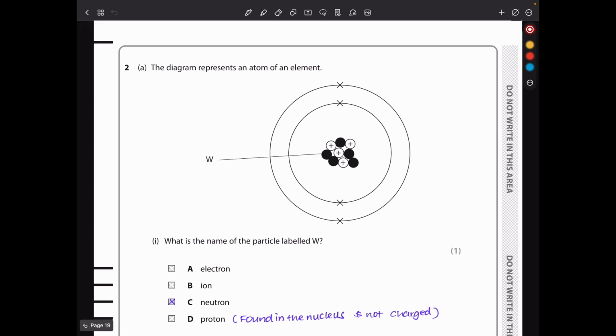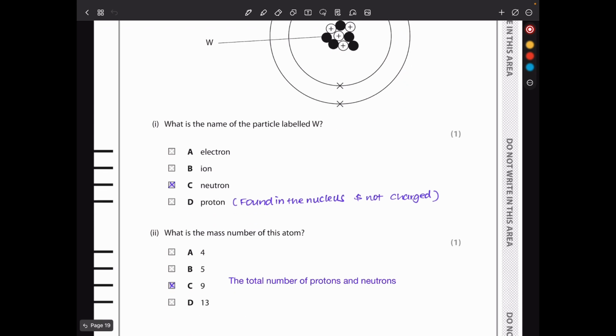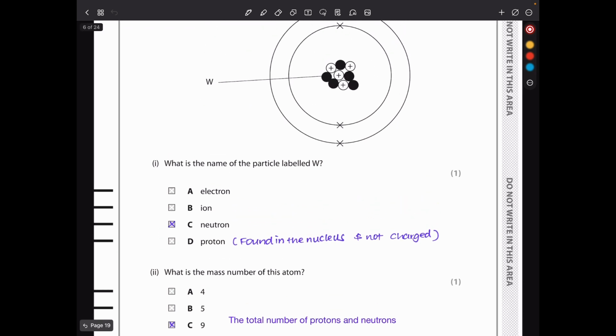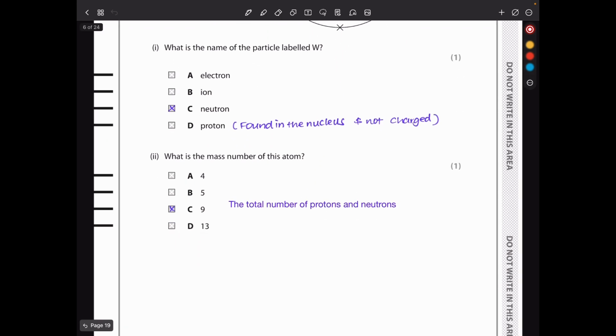Then question 2, the diagram represents an atom of an element. What is the name of the particle W? Because this is positively charged and W has no charge, this is going to be a neutron. So C is the answer. Then what is the mass number of this atom? The mass number should be the number of protons, which are 4 here, plus the number of neutrons, which are 5, giving us 9. So the answer is C.